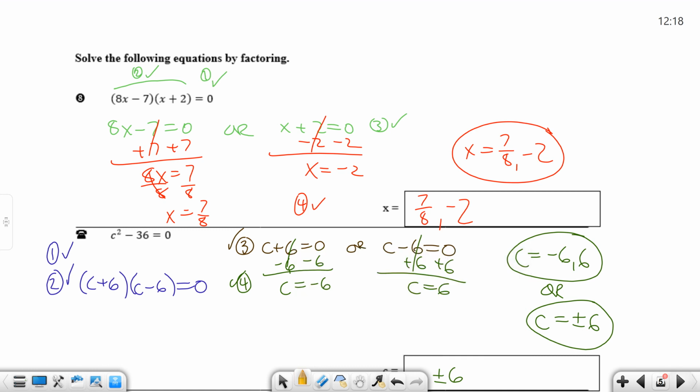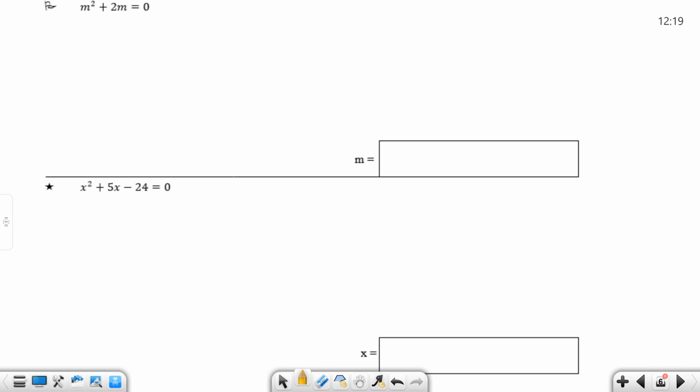All right, so let's keep solving these. m squared plus 2m equals 0. 2 terms. Is there a GCF? Look at that, there's an m. Please don't make this harder than it is. That's really just taking m out. Now it's factored. Step 2 is done. Step 1 was already done up here, right?